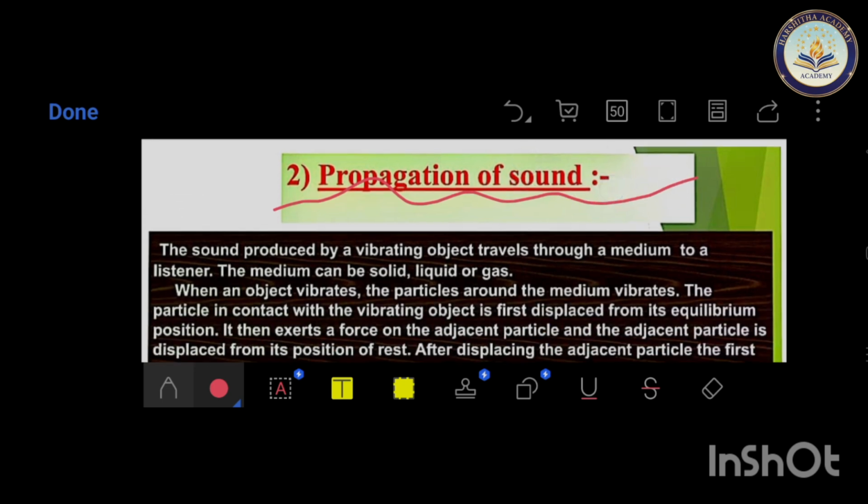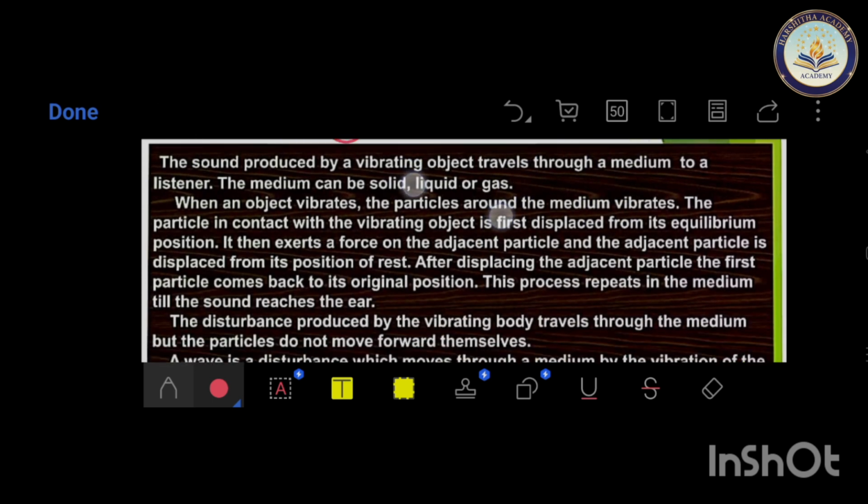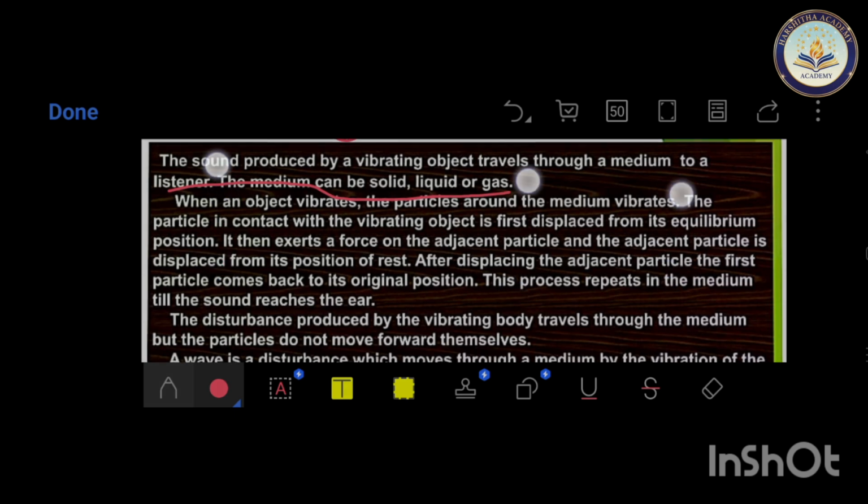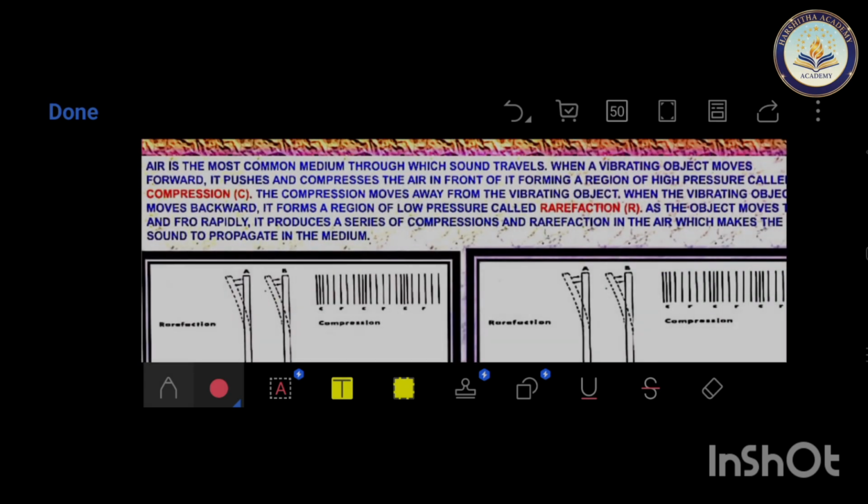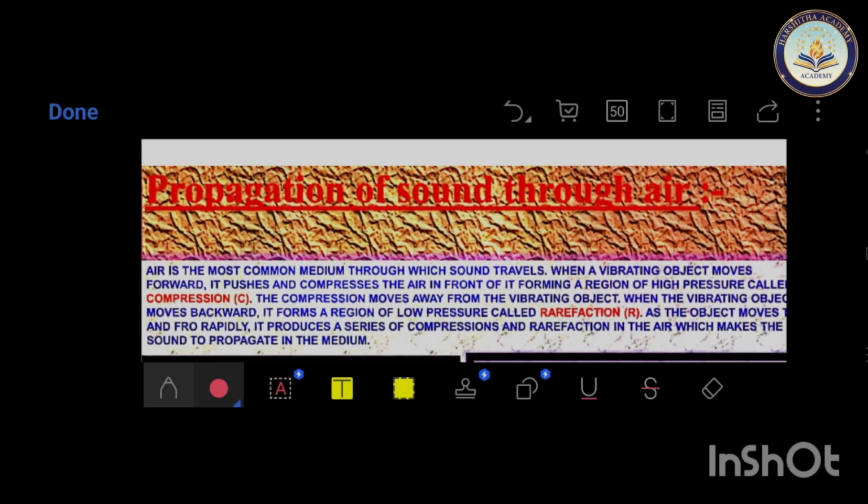Propagation of sound means the traveling of sound. The sound produced by a vibrating object travels through a medium. The medium can be solid, liquid or gas. Sound travels through liquid, gas and solid, but it can't travel in vacuum. When an object vibrates, the particles of the medium around it vibrate. The particles in contact with the vibrating object are first displaced from their equilibrium position. Now we know that every vibrating object produces some sound.